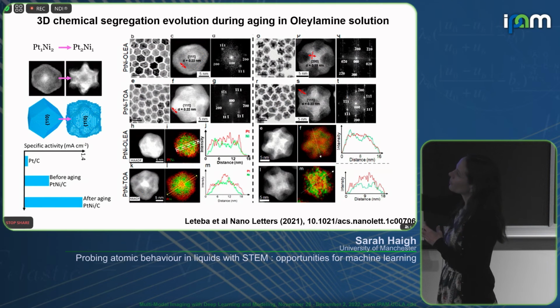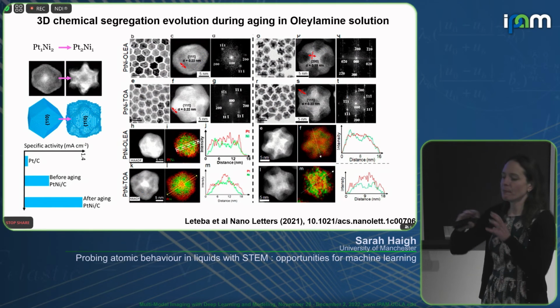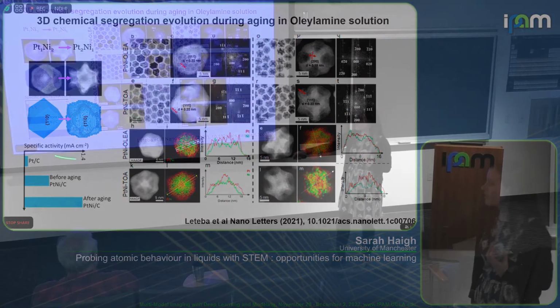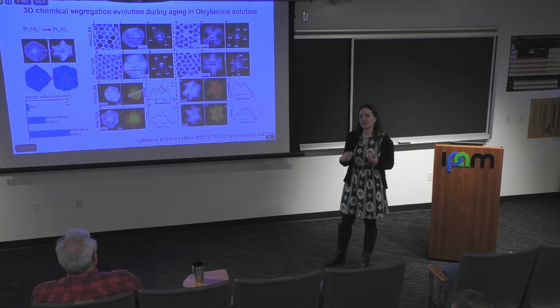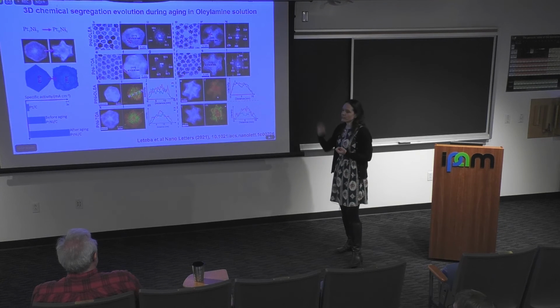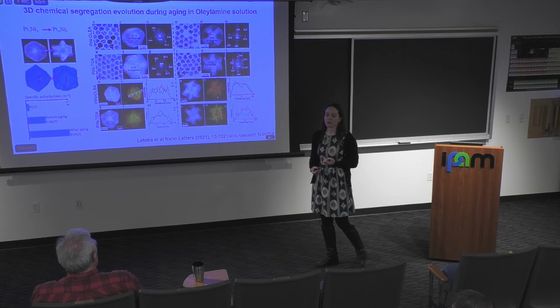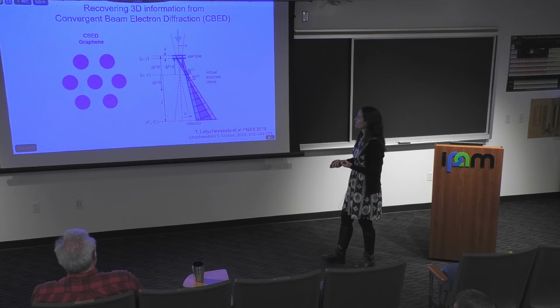And that is caused by an oleylamine solution which etches out the nickel, and it gives you a doubling of the specific activity for these types of nanoparticles, and they're also really stable. So this is a really exciting way of synthesizing robust platinum nickel nanoparticles, again, for the hydrogen evolution reaction.